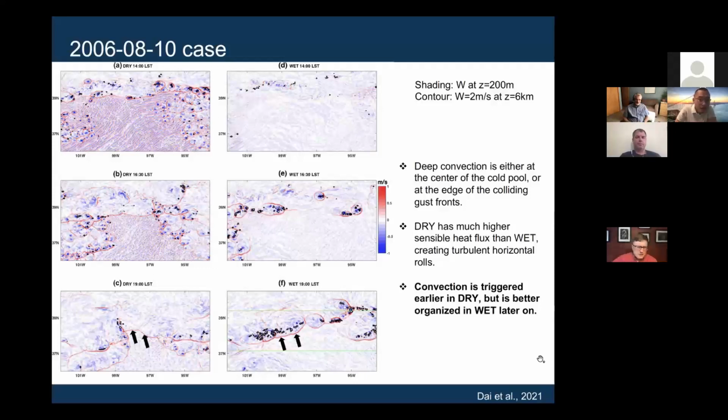You can find the longitudinal positive and negative vertical velocity perturbations. These are the turbulent horizontal rolls created by the enhanced sensible heating. What's interesting here is that convection is triggered earlier in the dry experiment. However, it's better organized in the wet later on, as you can see from the bottom right.